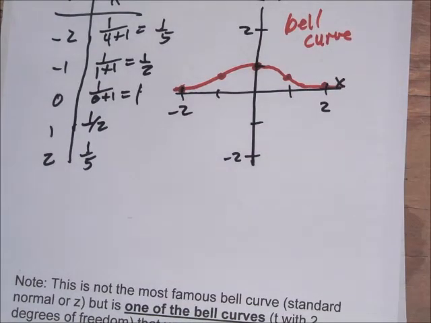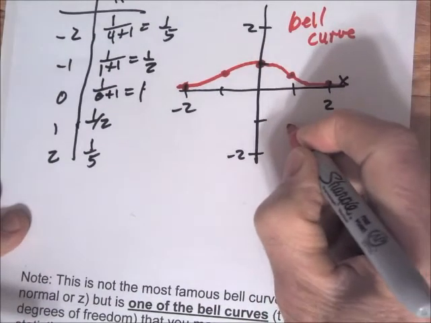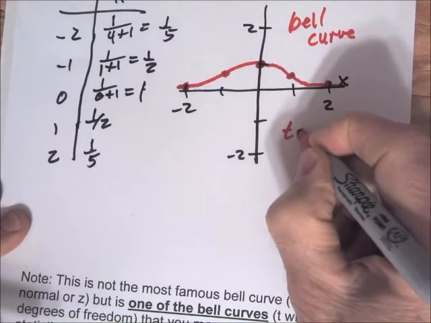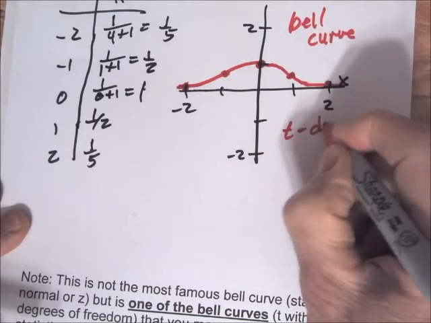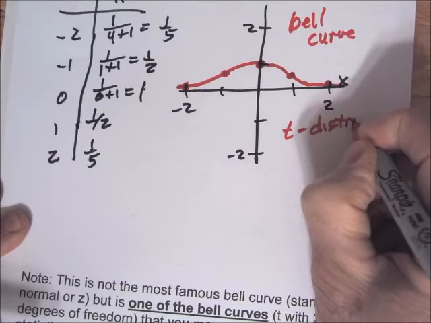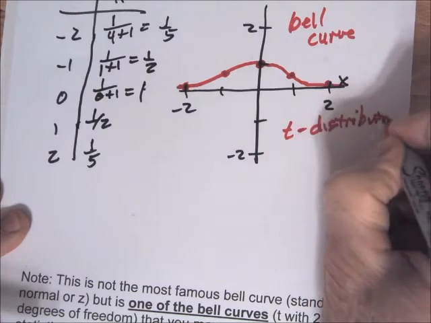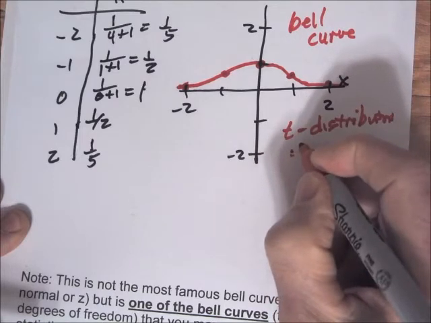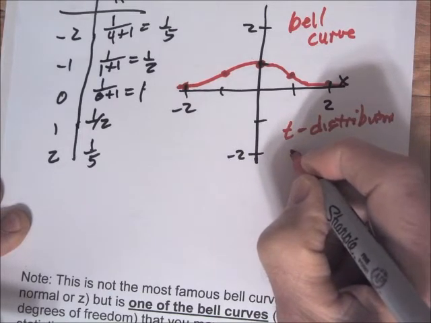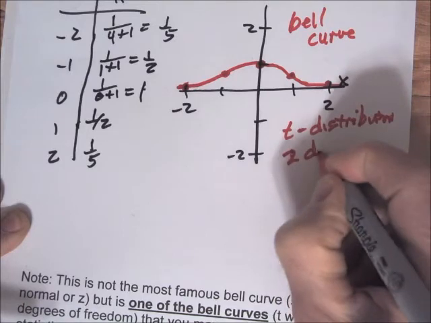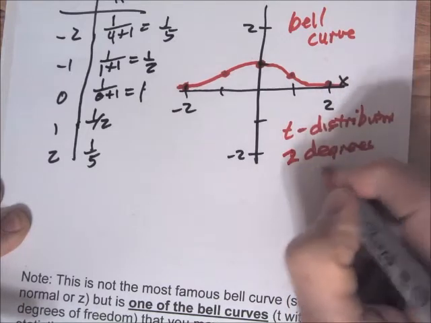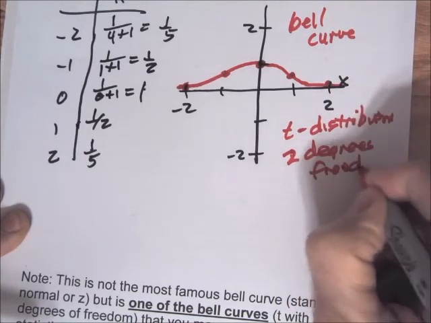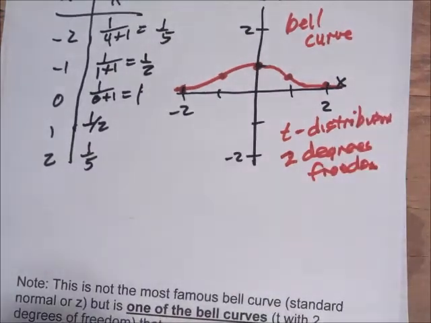It's actually a T distribution with 1 degree of freedom. Well, 2 degrees of, is it 1? No, 2. I think 2 degrees of freedom, I think. Okay. One of the bell curves of statistics.